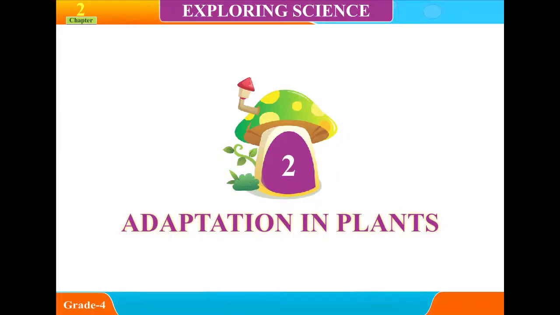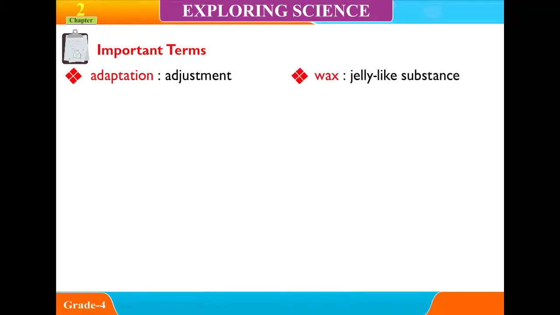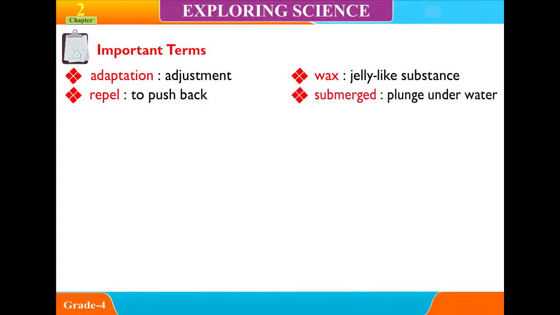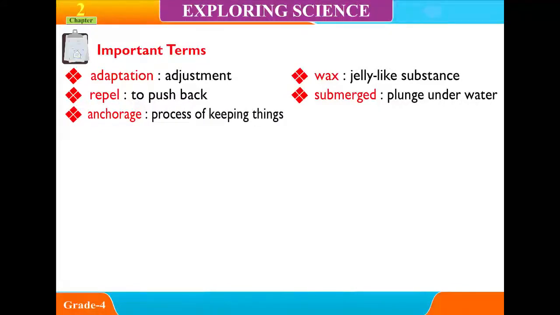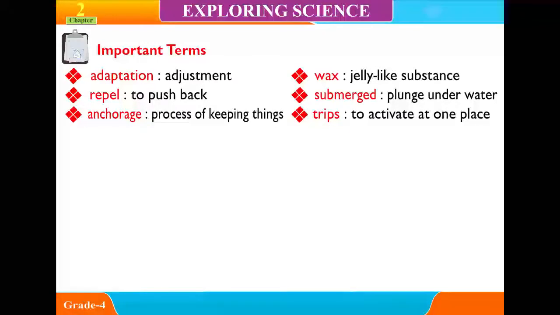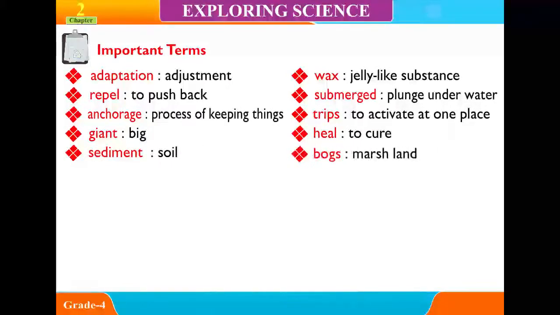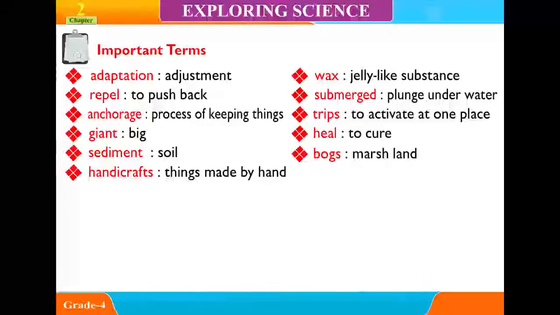Chapter 2. Adaptation in Plants. Important terms: adaptation, adjustment, wax, jelly-like substance, repel, to push back, submerged, plunge underwater, encourage, process of keeping things, trips, to activate at one place, giant, big, heat, to cure, sediment, soil, bogs, marshlands, handicrafts, things made by hand.